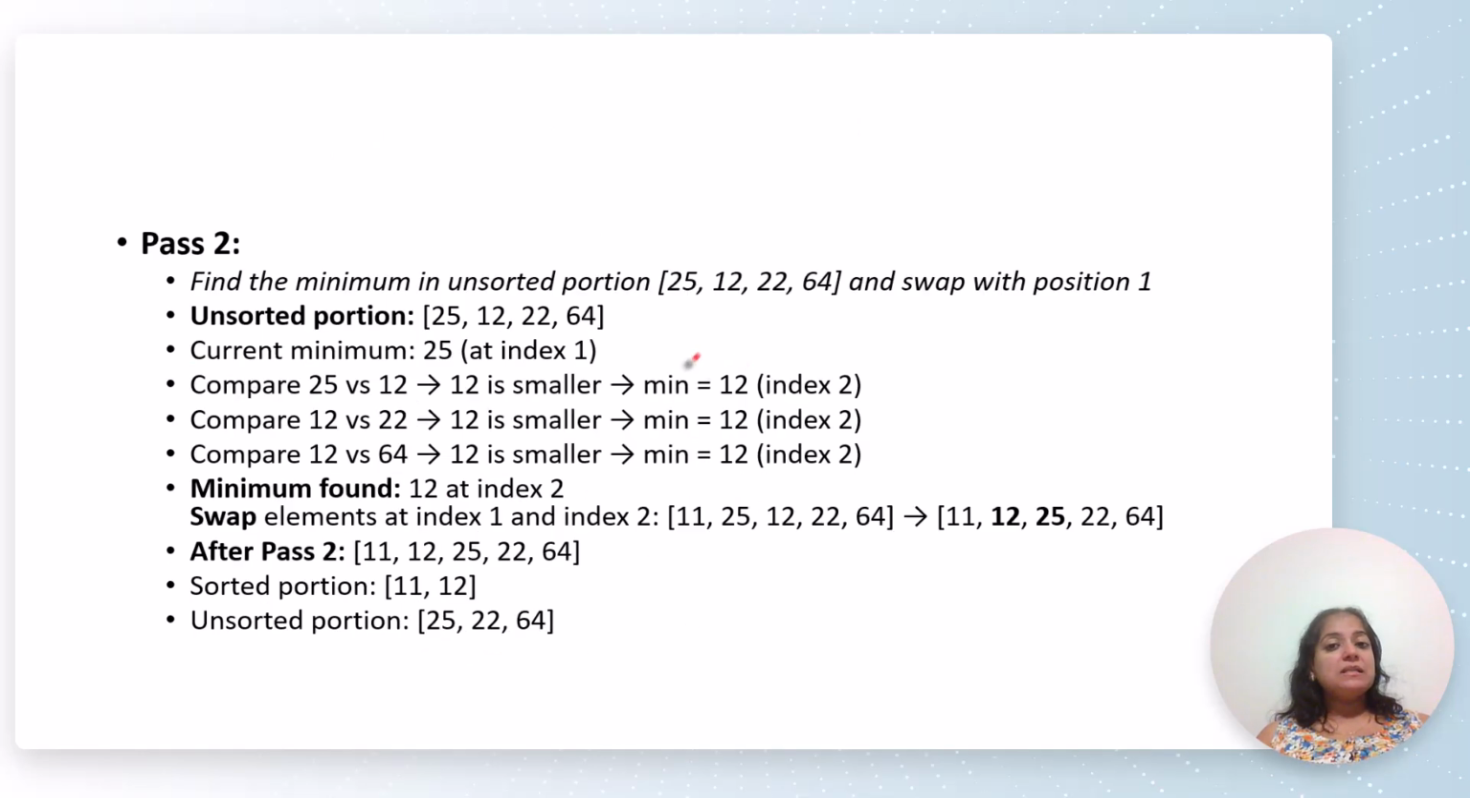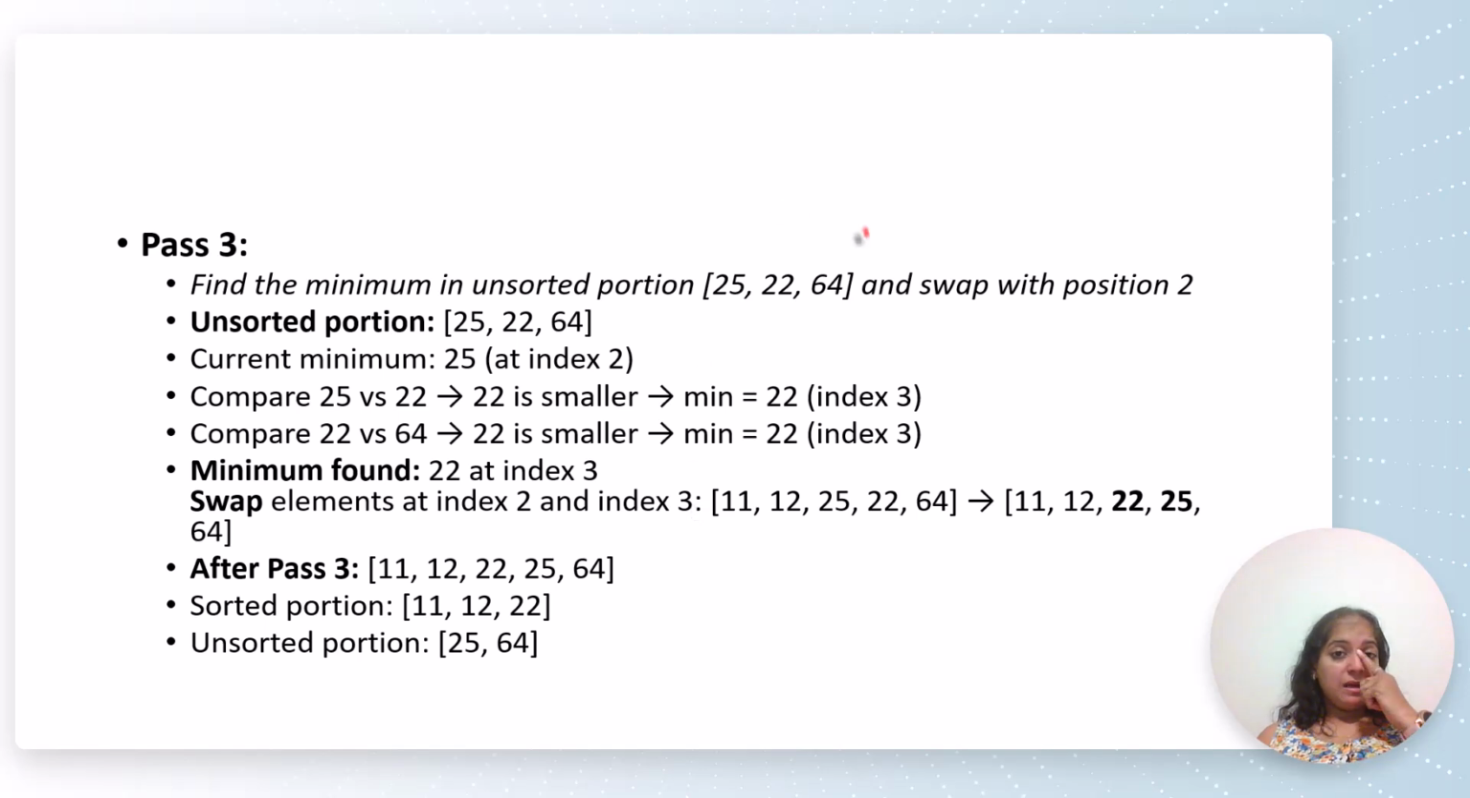Now, in the second pass, we are just going to deal with the unsorted array. Again, find the minimum element, which is 12, so 12 will be swapped with 25. This becomes your array, in which 11 and 12 are the sorted portion and 25, 22, 64 are the unsorted portion. Then in pass 3, again we deal with the unsorted portion. You need to find the minimum element of this, so 22 is the minimum.